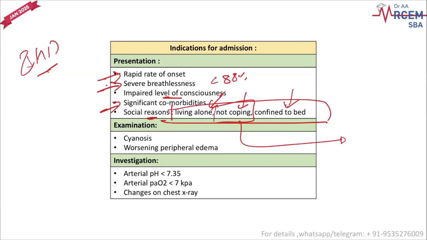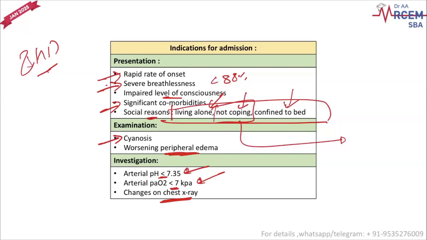On examination, if cyanosis is present or there is worsening of pedal edema, you will go ahead and admit. On investigation, if pH shows any acidosis, or there is severe hypoxia, we are talking about less than 7 kilopascals on an ABG, then you are admitting. Any new changes on an X-ray, for example a consolidation picked up on the chest X-ray along with chronic COPD changes, then you go ahead and admit.